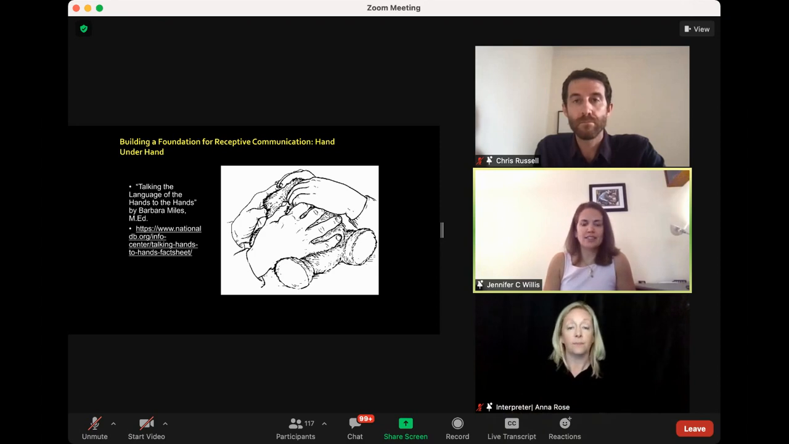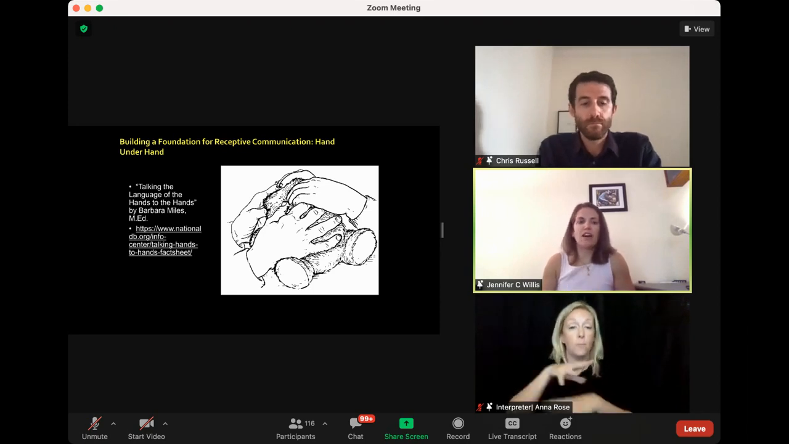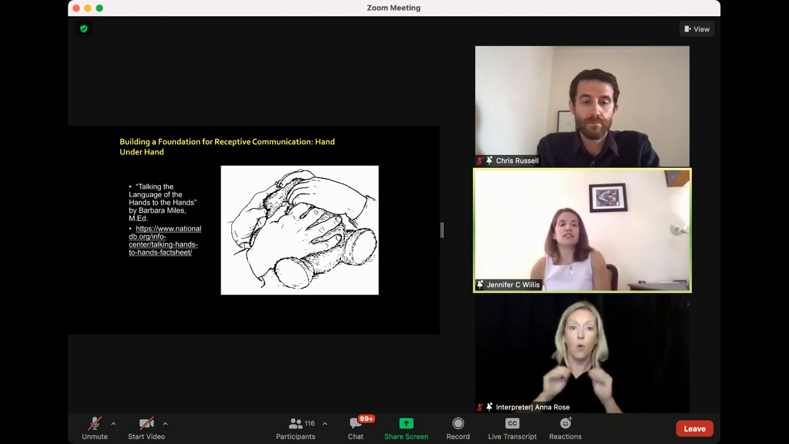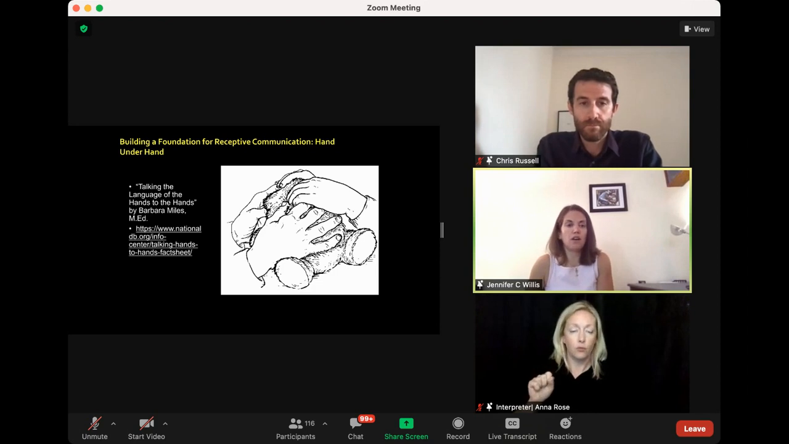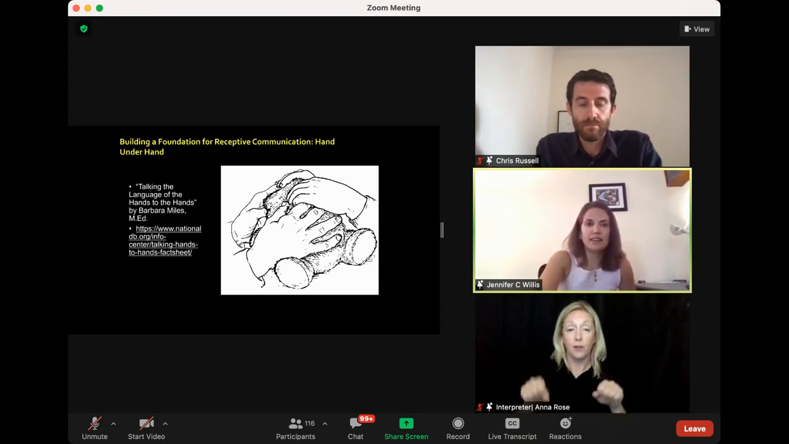What is hand under hand? Simply what you see in this photograph here. It is the child's hands on top of the adult's hands, participating in an activity together. If you want more information, there's a great article on hand under hand from Barbara Miles, and you will see the link to that on the left. And we can get that link into the chat box, I bet, for people to access.